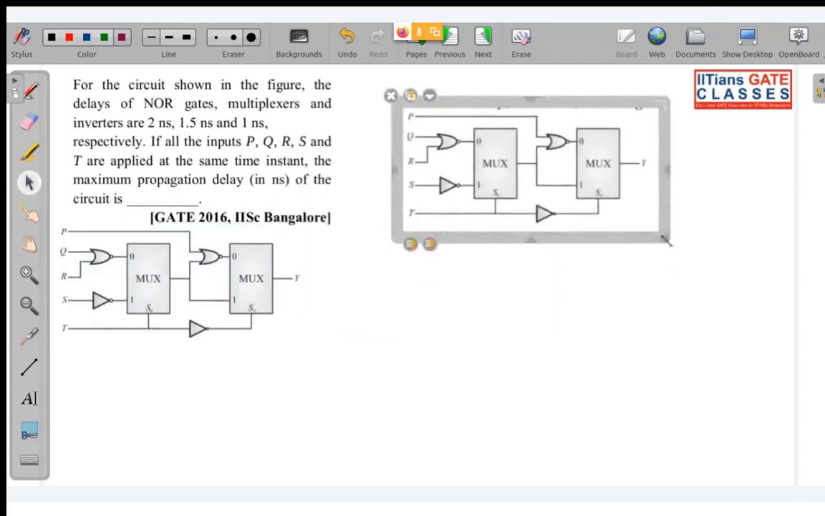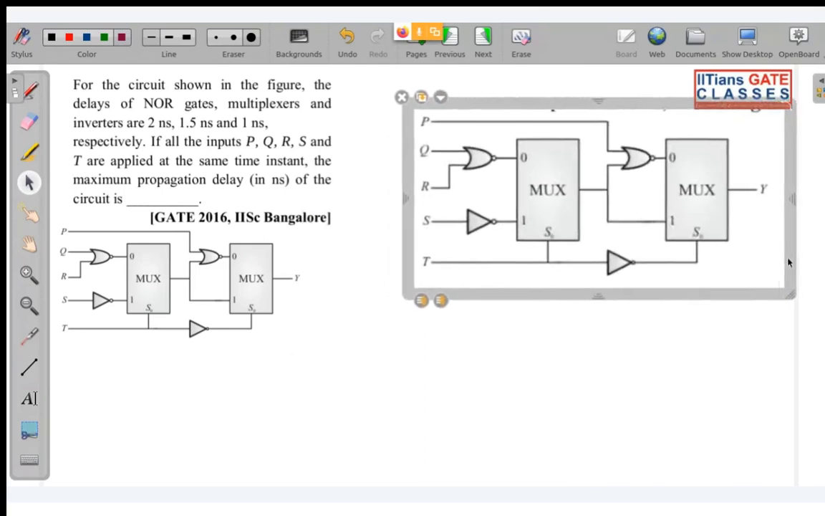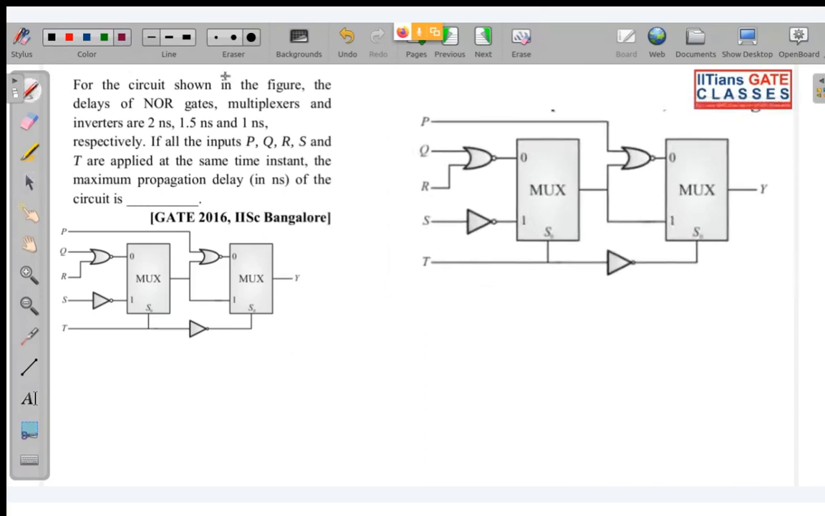Okay, maximum propagation delay. So look over here, it is given that NOR gates have a delay of 2 nanoseconds, and multiplexers and inverter have 1.5 and 1 nanosecond respectively. So here it is asked maximum propagation delay.